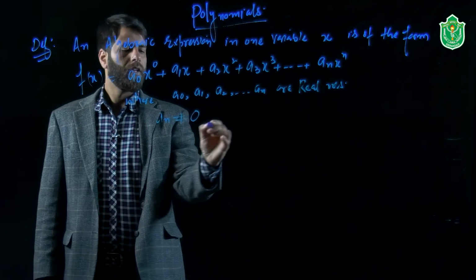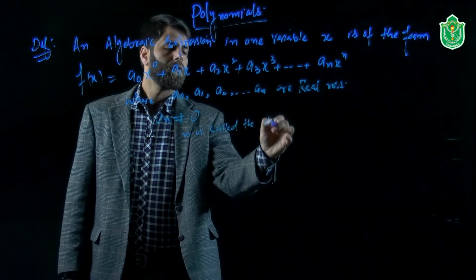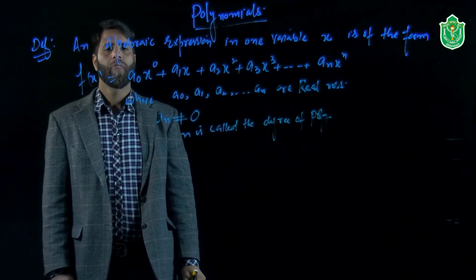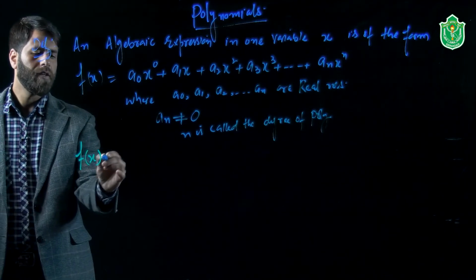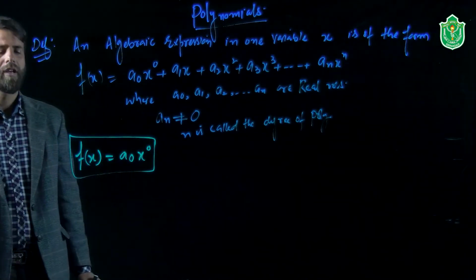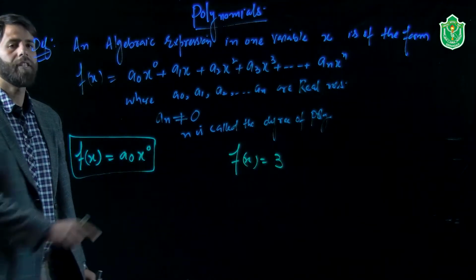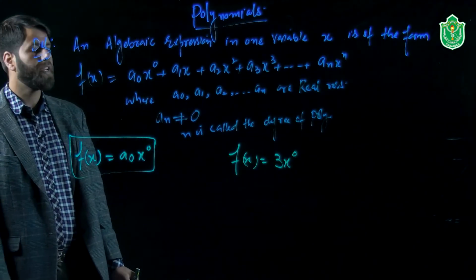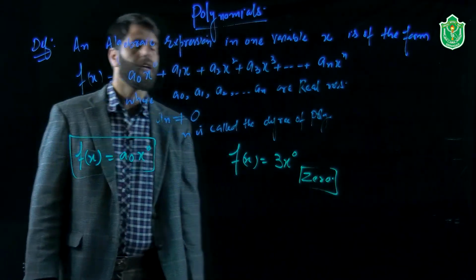Also, n is called the degree of the polynomial. Suppose we take a polynomial f of x is equal to a naught x raised to power 0. For example, f of x is equal to 3. This is a constant polynomial. We can express 3 as 3 times x raised to power 0. So what is the degree? The degree here is 0.